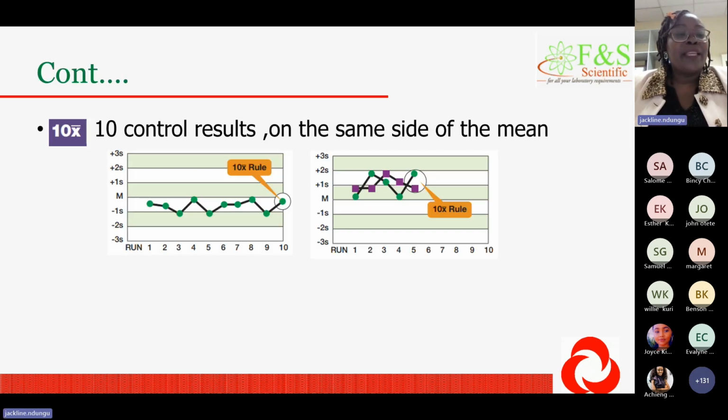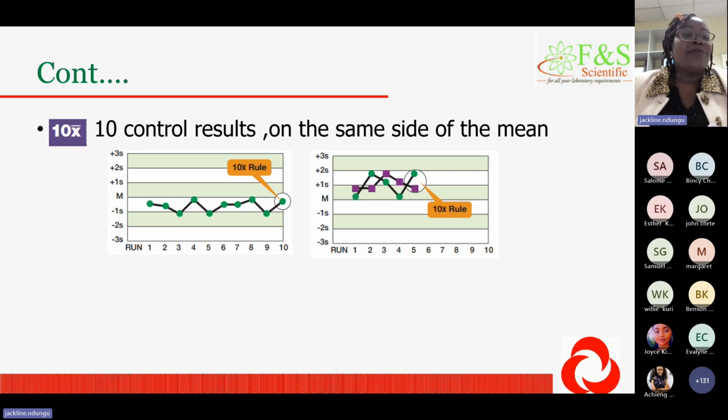So 10X means 10 control results on the same side of the mean. Remember the difference between the 10X and all those others. Remember some of these rules: once it goes beyond even 6, that's a problem. You may be looking at a systematic problem, and this systematic problem may be anything. It can be the control lot that you're using. It can be the equipment that you're using, which is having issues, or you're not paying attention. So let's say this is 1, 2, 3. By the time you reach here and it is not coming up, it has to pass the mean. Start looking, start checking what is the problem, what is happening here. By the time it's reaching 10, that's a problem. You need to look at what exactly you're dealing with.